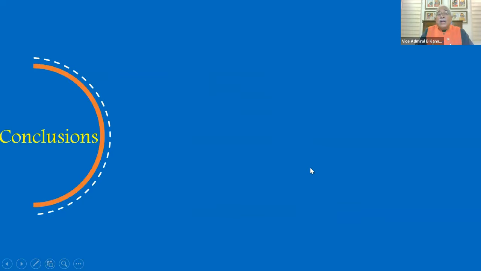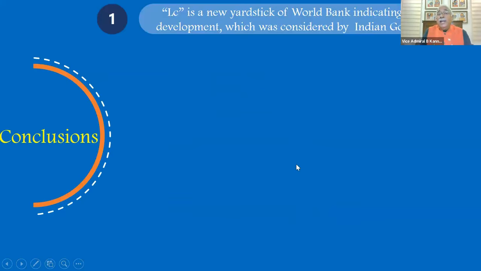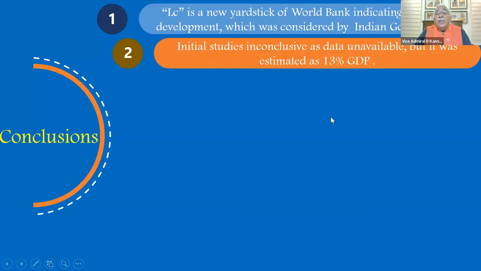Let me come to the conclusions. LC, as I mentioned earlier, is a new yardstick by the World Bank. If somebody says our GDP is so much, very good, very high, you should ask, what are your logistic costs? What percentage? That completes the story. That means it'll give you an idea how efficient you are in allowing your items to go from one part of the country to another part of the country, or from our country to another country. That's an important part.